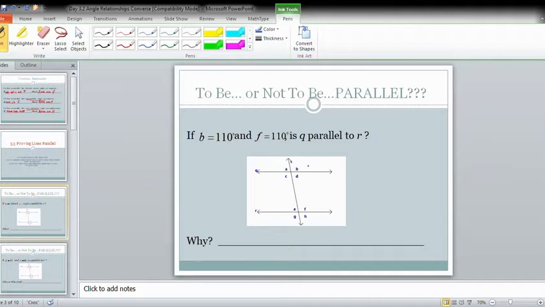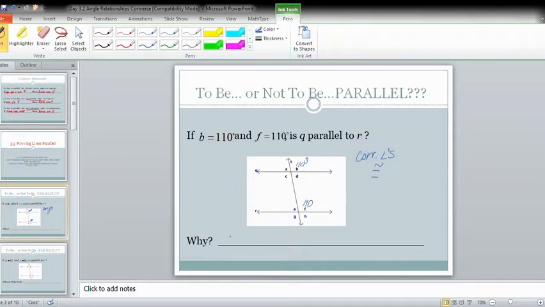So we have angle B is equal to 110 degrees. We also know that angle F is 110 degrees. Wow, what kind of relationship are these? Angle B, angle F, same side of the transversal, one on the outside, one on the inside. We have corresponding angles. Therefore, corresponding angles, 110, 110. Last I checked, those are equal. So corresponding angles are congruent.